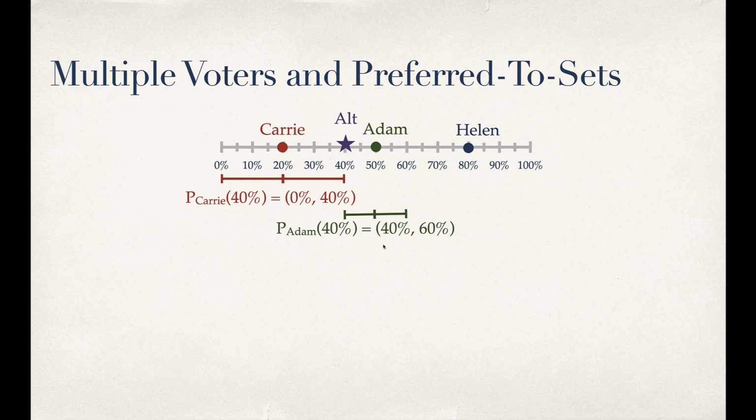Now let's take a look at Helen here. What is Helen's preferred 2 set of the alternative 40? Well, we know Helen prefers everything that is between the alternative under consideration and her ideal point. We are getting closer to her ideal point. We are going higher on her utility function. If her utility function had a peak, let's say right here, moving this way, we would be going up her utility function, up utility mountain, as I call it sometimes.